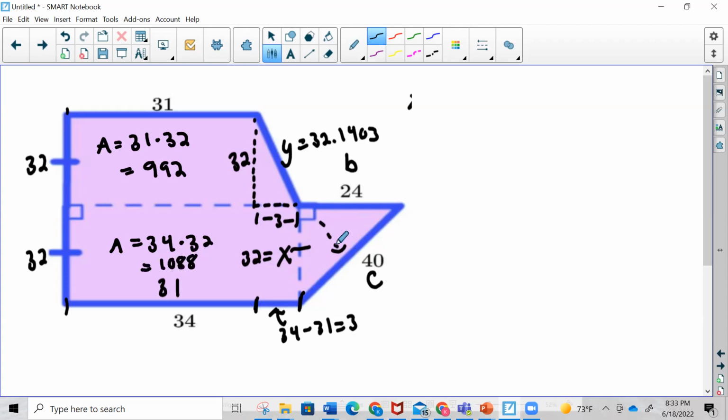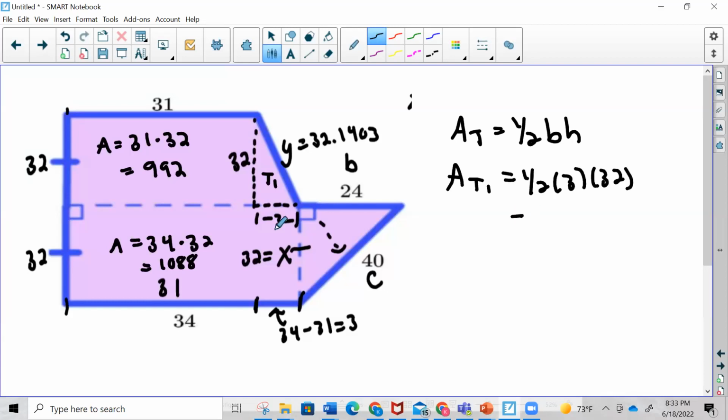Okay, and then we have two triangles. So remember, the area of a triangle is 1/2 base times height. The base and the height have to form a right angle. So the area of triangle 1, which is this one, we would do 1/2 times 3 times 32. If it's a right triangle, then it's the two sides that make that right angle. And that gives me 48. And then my area of triangle 2, which we're going to call this one, would be 1/2, and then the base and height are the two that form this right angle, so it'd be 32 and 24.